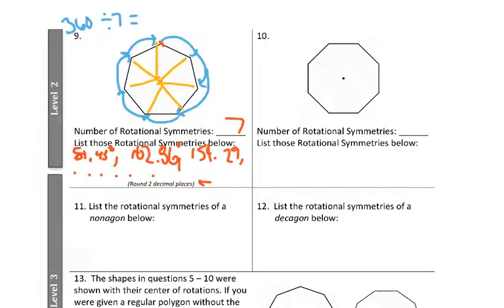Either way, you should end up with 7 symmetries, and your last one should be 360, because every single shape has a 360 degree rotational symmetry. Okay? Well, I hope that's helpful.